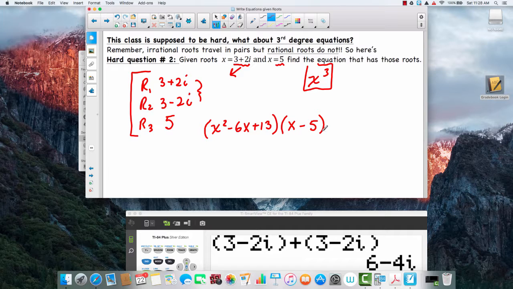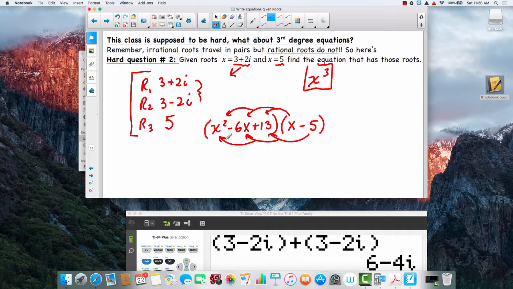What do you have to do now? Well, we're going to have to distribute the x. If you'd like to use a box, you can. The box method, that's fine. But whatever you do, this is what's going to have to happen. We're going to have to combine like terms and so forth.